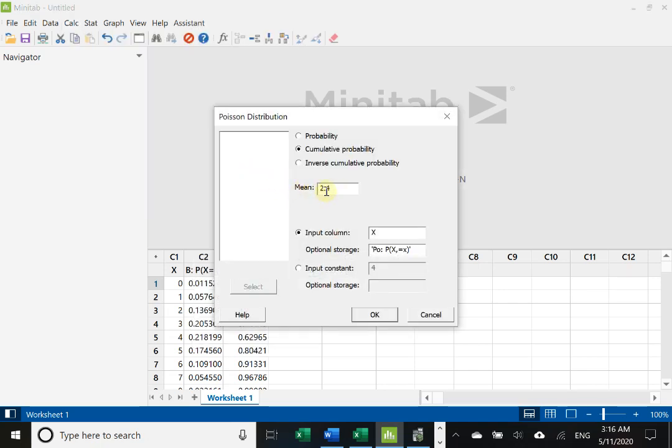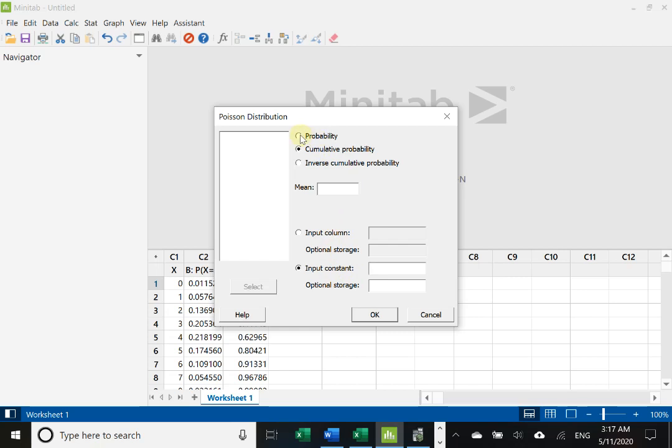See, I've already populated this, but let me delete these. Let me delete that. So you're going to get something that looks just like that, right? And input constant, let me delete that. So it truly looks like what you have now.